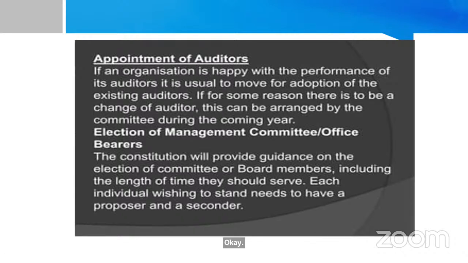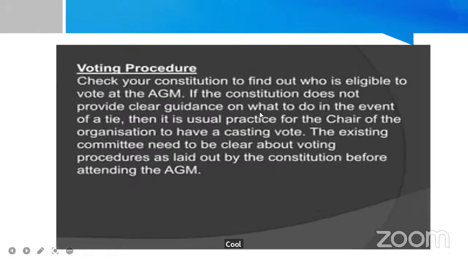Somebody is writing something. Okay, take it. And then appointment of auditors will take place in the year.